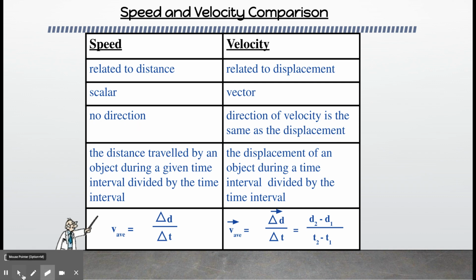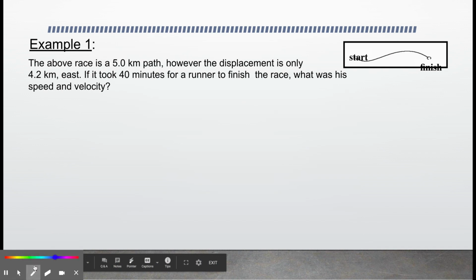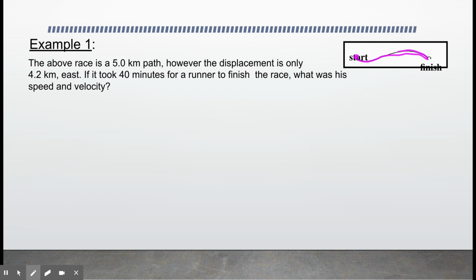So what does this look like? We're going to jump right into calculations because usually this is the best way to make sense of these things. So example 1, the above race, okay, right here, is a 5-kilometer path, which means the total distance, D, is 5.0 kilometers.